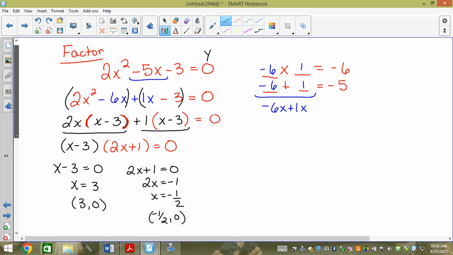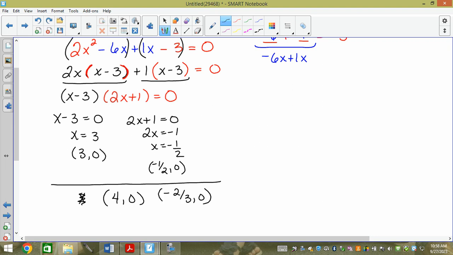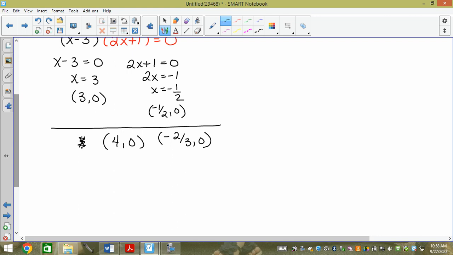We also then learned last year they could give us the x-intercepts and ask us for the equation. We could work backwards. So we were given the equation, had to find the x-intercepts, or the teacher gave you the x-intercepts, had to find the equation. So an example would be if I gave you x-intercept of, let's say, 4 and 0, and then an x-intercept of negative 2/3 and 0. Those are your 2 x-intercepts given to you by your teacher, and you had to work them backwards, right? So you just undo what you did. That's all you would have to do.